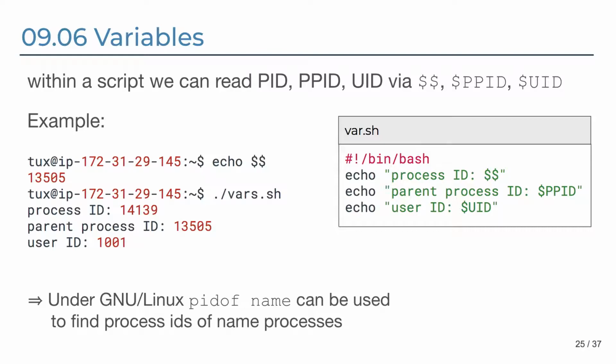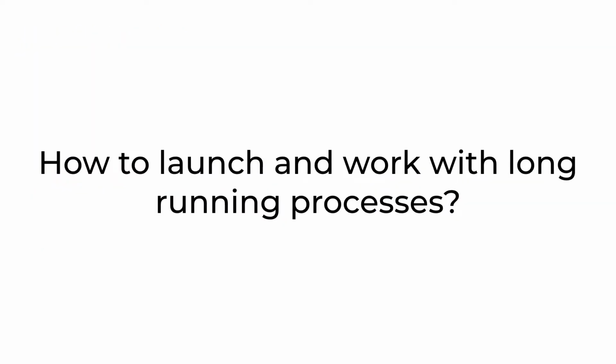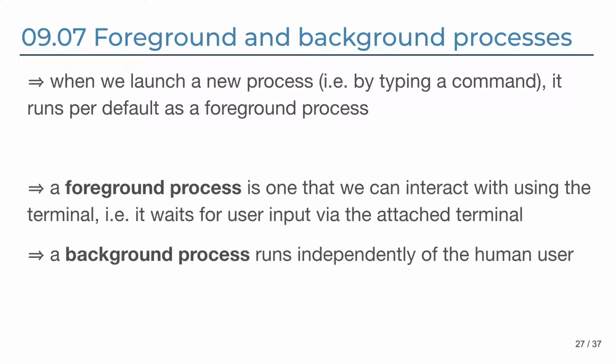Alright, great. Let's continue. That's the next big topic for today, and that is: how can we actually work with processes? So far we just discussed how it works under the hood a little. But what we really want to know is how we can launch and work with long-running processes. For this, there are basically two types of processes, or two ways we can classify them.